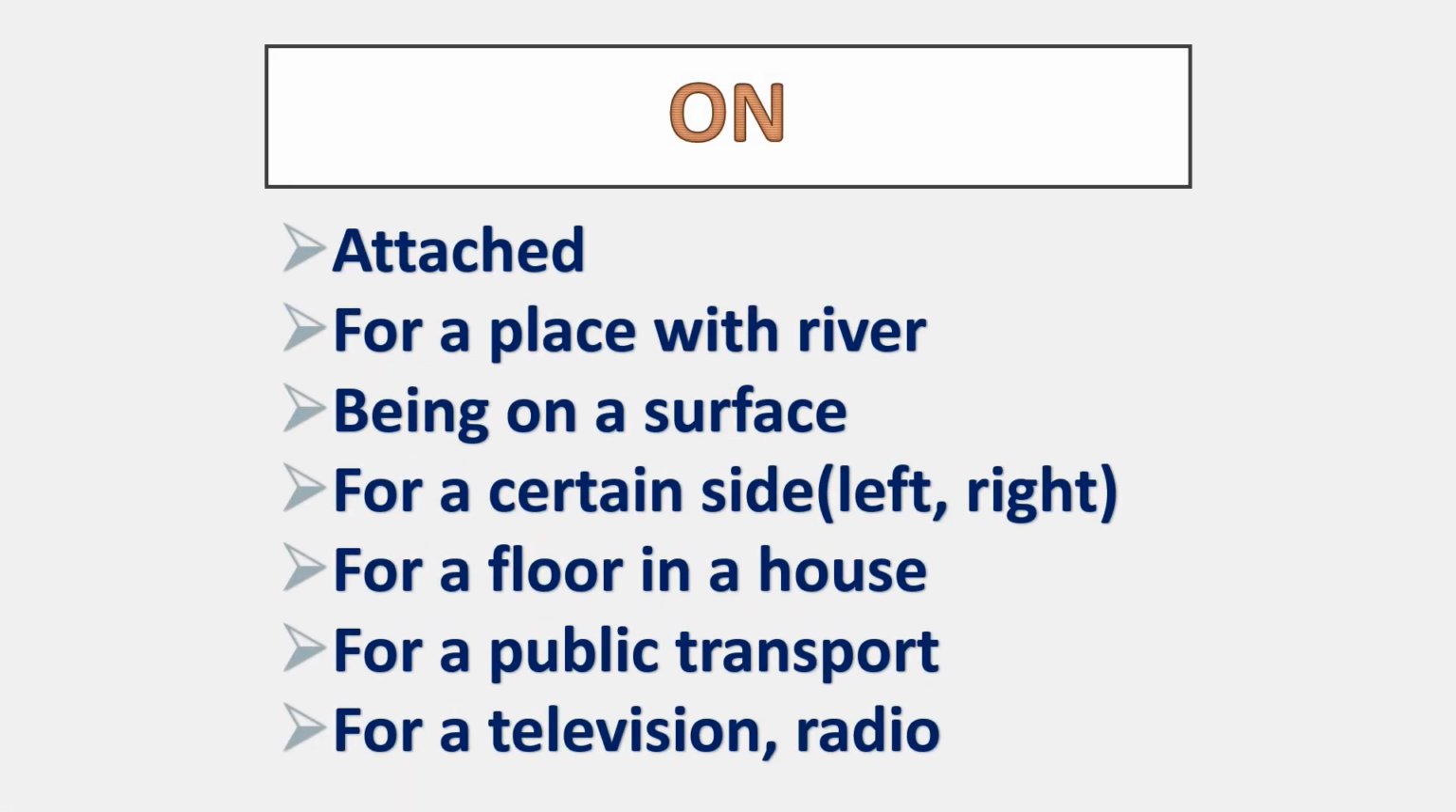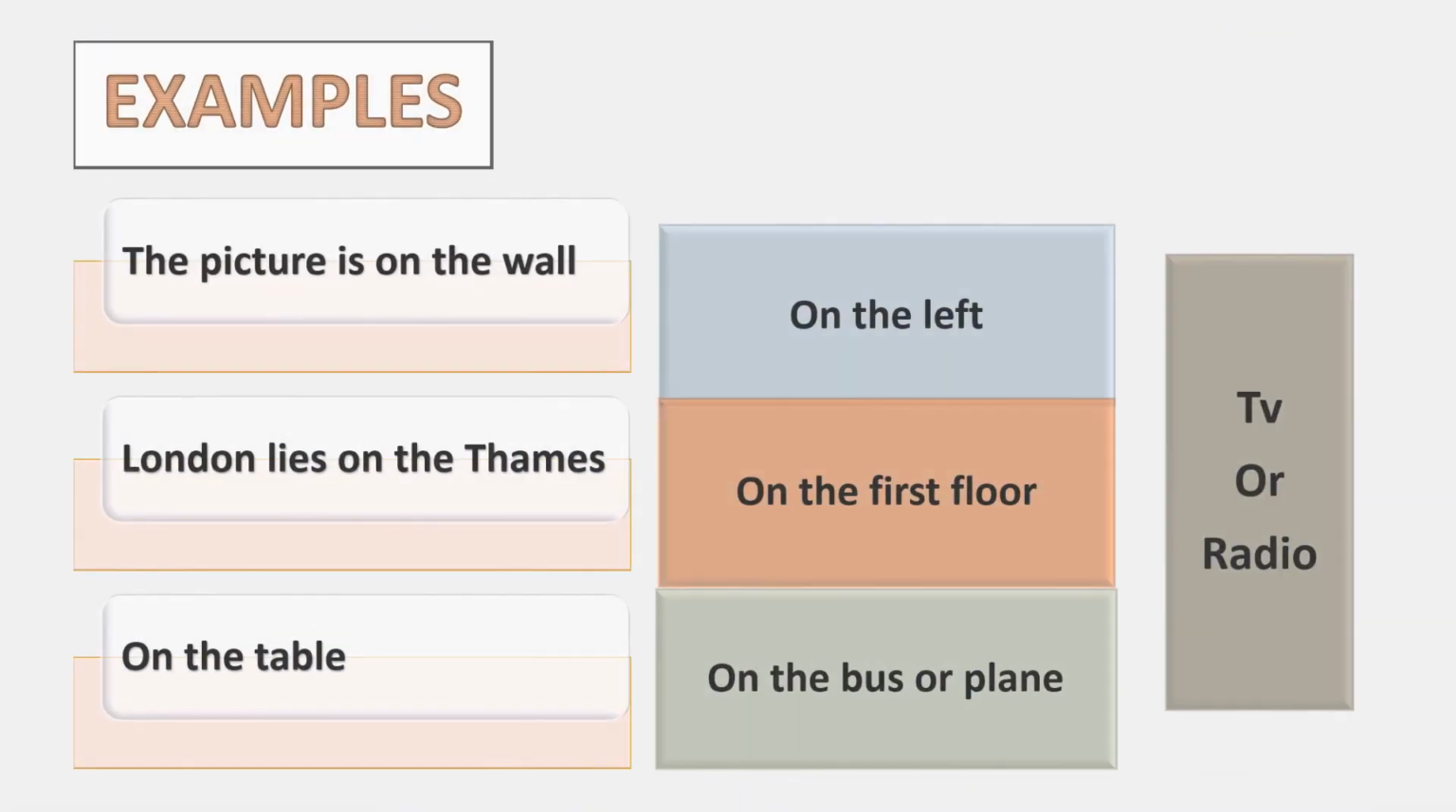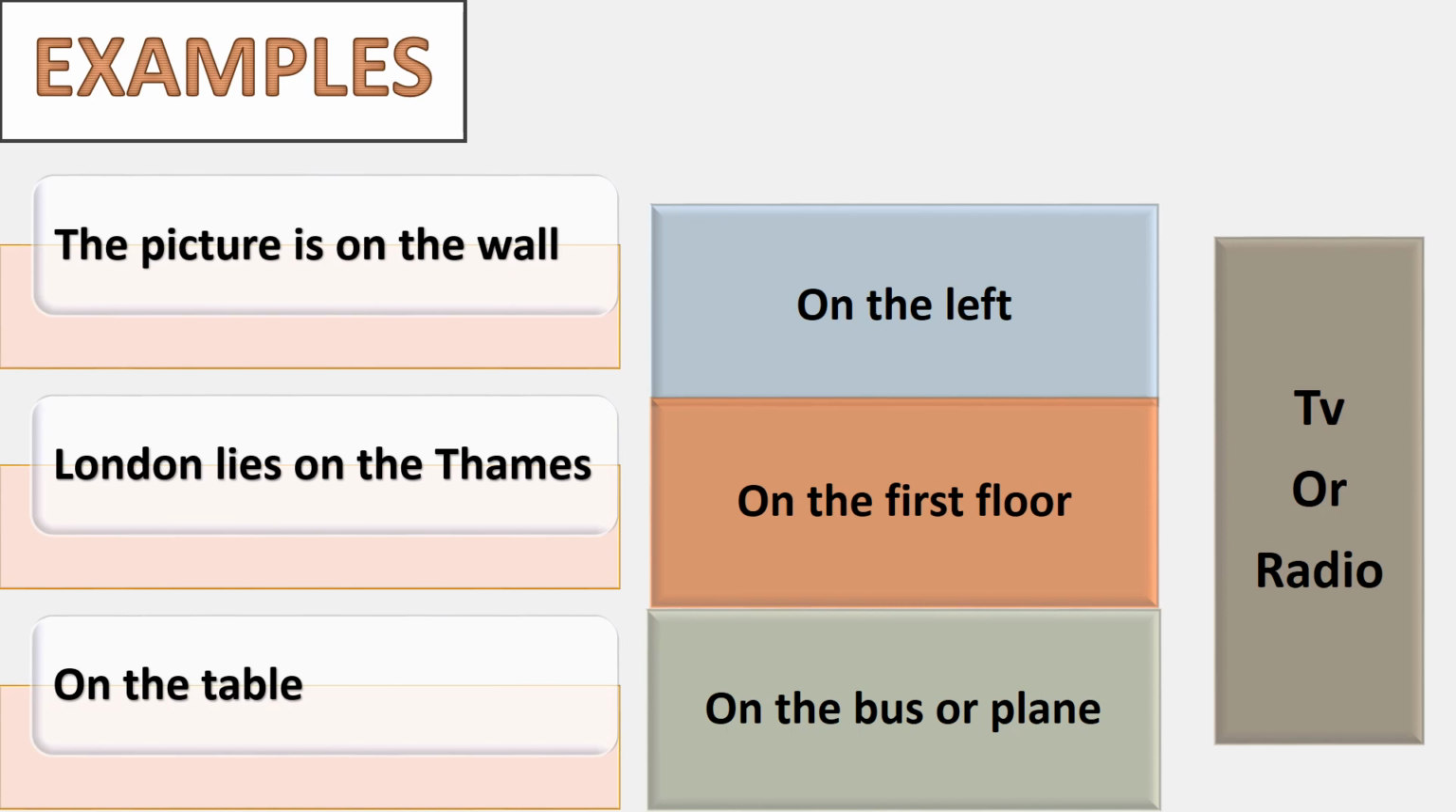"On" is used for attached, for a place on a river, being on a surface, for a certain side like left or right, for a floor in a house, for public transport, for a television or radio. For example, the picture on the wall, London lies on the Thames, on the table, on the left, on the first floor, on the bus or plane, on the TV or radio.